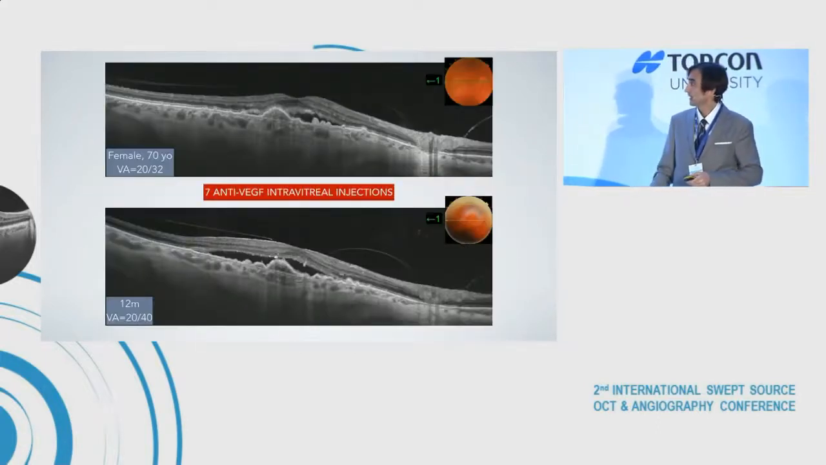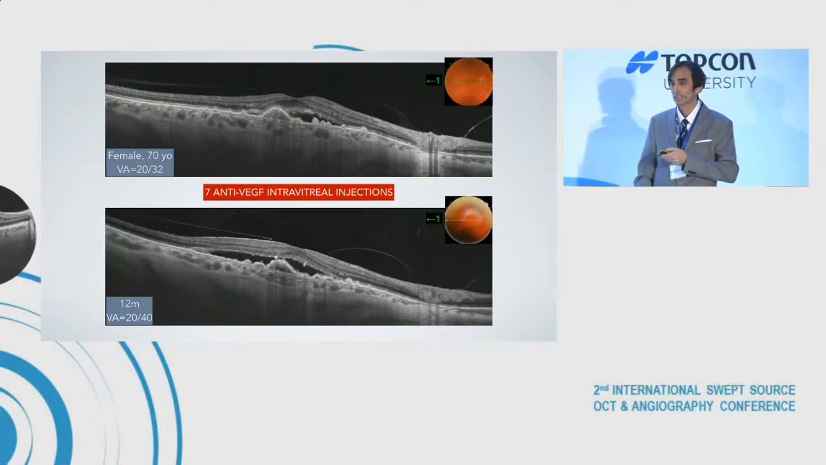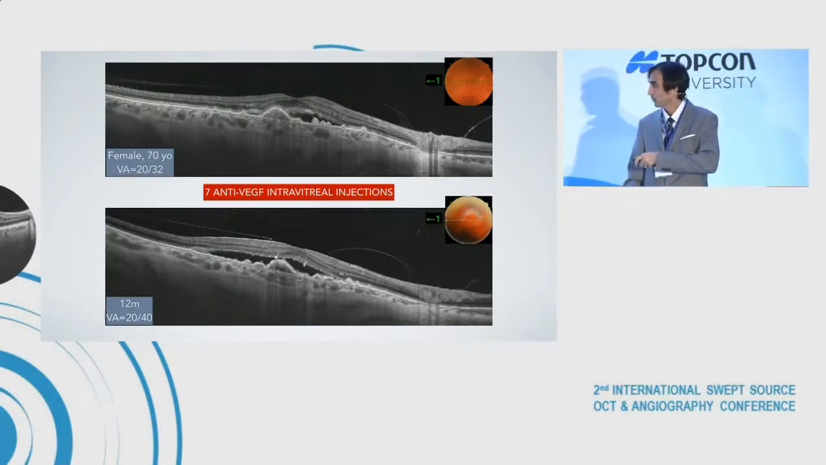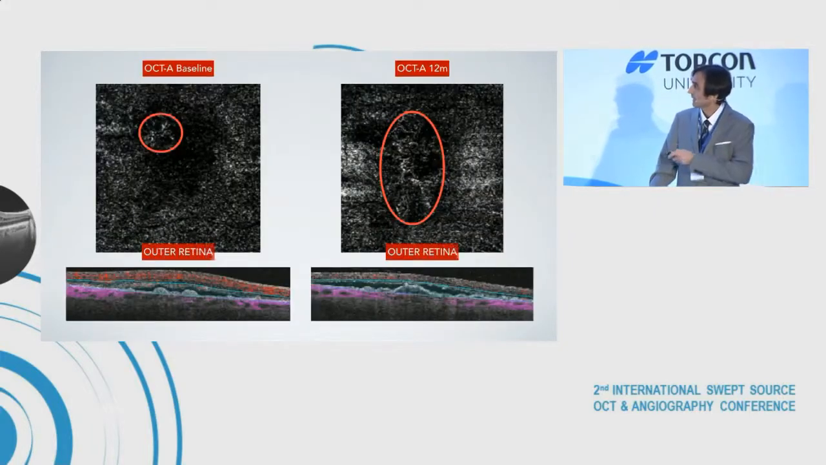On the contrary, there's a poor responder to the treatment. This patient at baseline with this type 1 CNV was treated with 7 intravitreal injections, and despite that, showed more fluid after 1 year of follow-up on the macula, and a clear enlargement of the area of CNV that we can see with the OCT angiography.